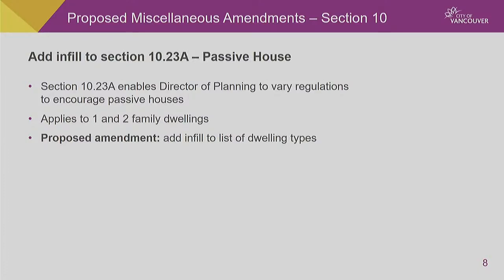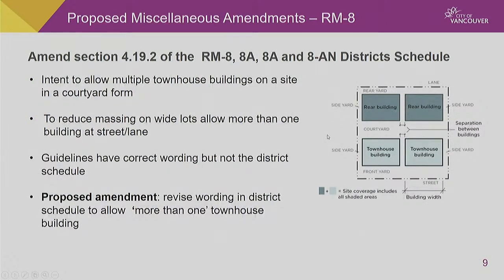And the proposed amendment to the RM8 and RM8A district schedule would bring regulations in line with the intended form of the development in the district, which is also encouraged in the guidelines. So the RM8 and 8A zoning allows townhouses in a courtyard configuration, which is a row at the front of the site and a row at the back along the lane, as you can see in the diagram. On wider sites, it also encourages breaking up the townhouse buildings to reduce the massing along the street and along the lane to achieve a better form of development.